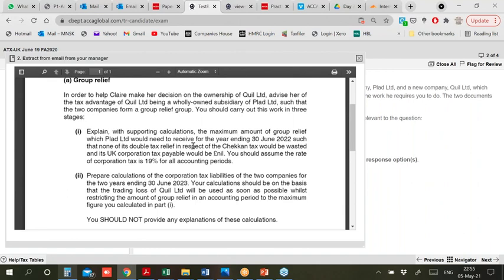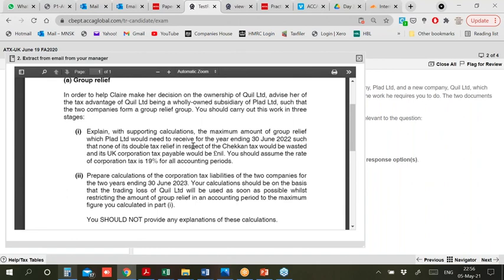However, in the second requirement, prepare calculations of the CT liabilities of the two companies for 2 years. So for both companies, I have to calculate the tax liability for 2 years. Your calculation should be on the basis that the trading loss of Q Limited will be used as soon as possible, restricting the amount of group relief in the accounting period to the maximum figure you calculated in part A. Okay, so I shall assume that whatever the loss that I have calculated in part A, after taking account of that, I shall calculate the corporation tax liability of both companies.